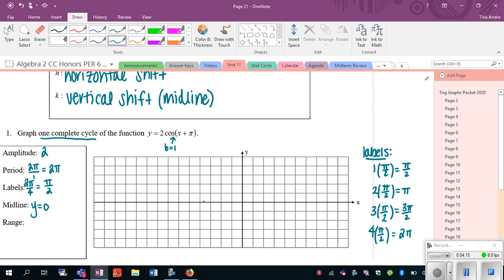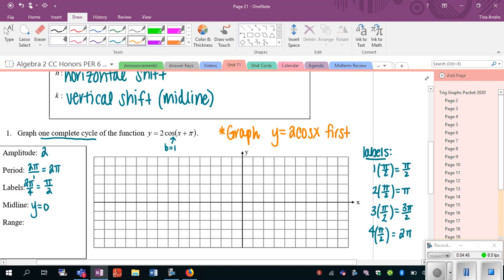For the horizontal shifting, I would recommend graphing your parent function, or basically the function without the shifting, because I still want to include the amplitude and the b value and all of that. I just don't want to include the horizontal shifting. So we're going to actually do 2 steps for this. The first thing I'm going to do is graph without the horizontal shift. So I'm going to graph y equals 2 cosine of x. I'm going to do this first.